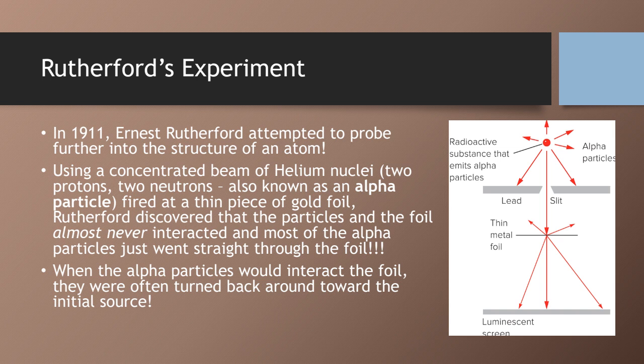So he used a concentrated beam of helium nuclei. These are called alpha particles: 2 protons and 2 neutrons. And he fired it at a thin metal foil. The metal was gold. And he found that almost all of those alpha particles, those big helium nuclei with 2 protons and 2 neutrons, a positive charge, larger than a single proton, almost all of them just went straight through the foil. Barely deflected at all.